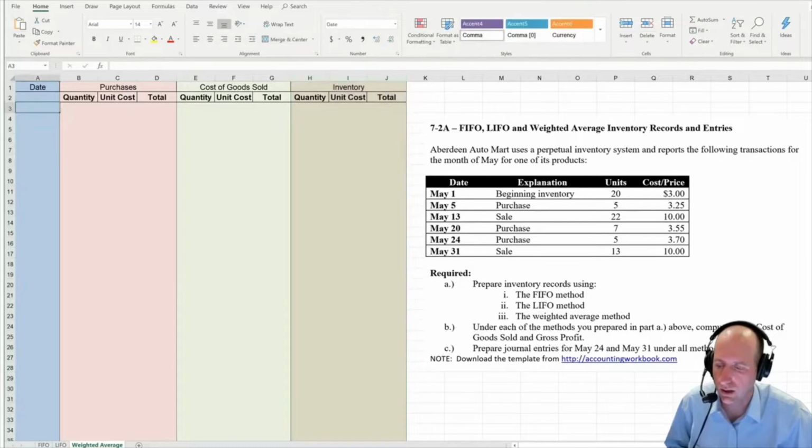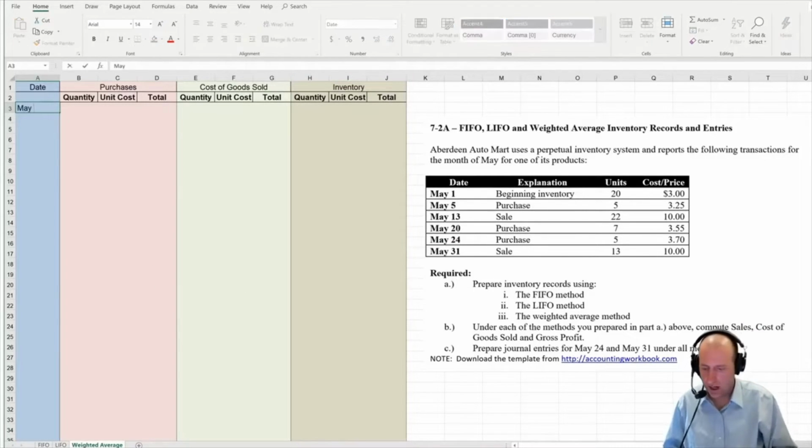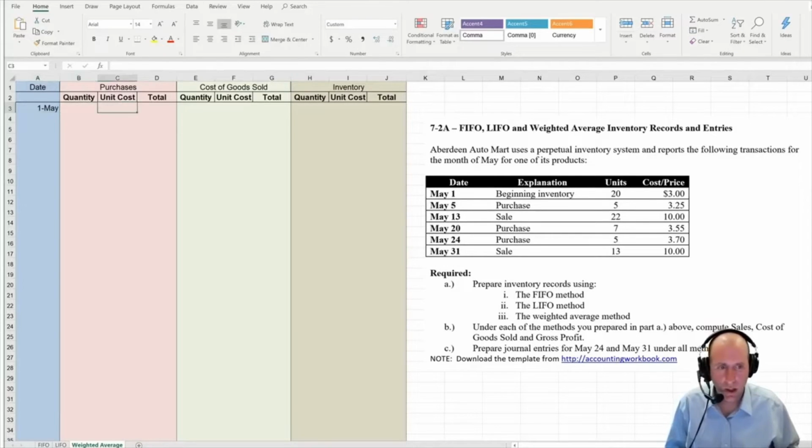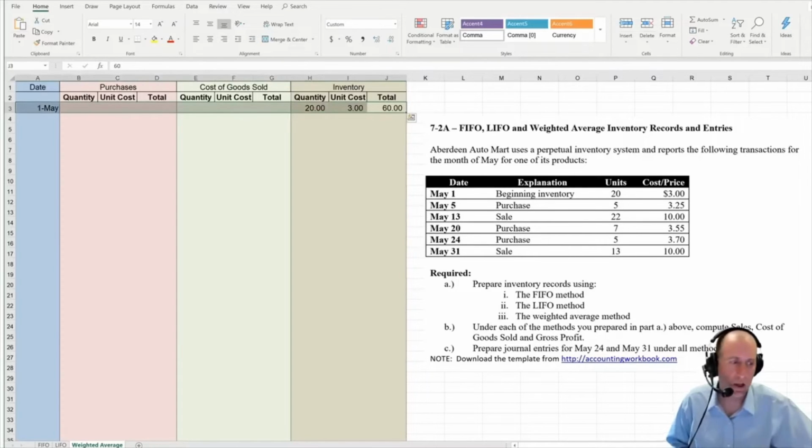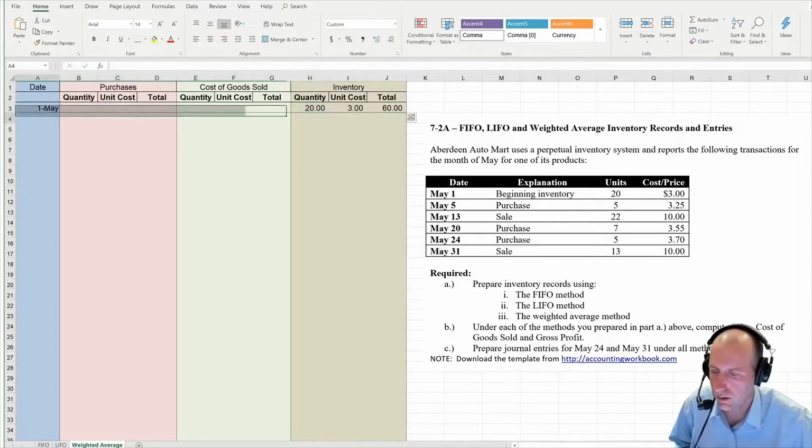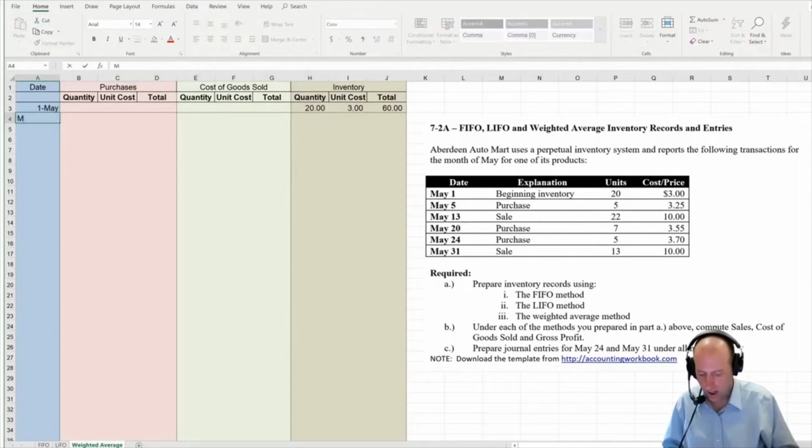So let's get started with the first relevant date, which is May the 1st. Now, what happened on May the 1st? Did I make a purchase? Nope. Did I make a sale? Nope. But I did have an inventory balance, 20 units that cost $3 a piece. 20 times 3 is $60. Okay, so we're done May the 1st. I'll put an underline underneath it, and we will move on to the next relevant date, which is May the 5th.